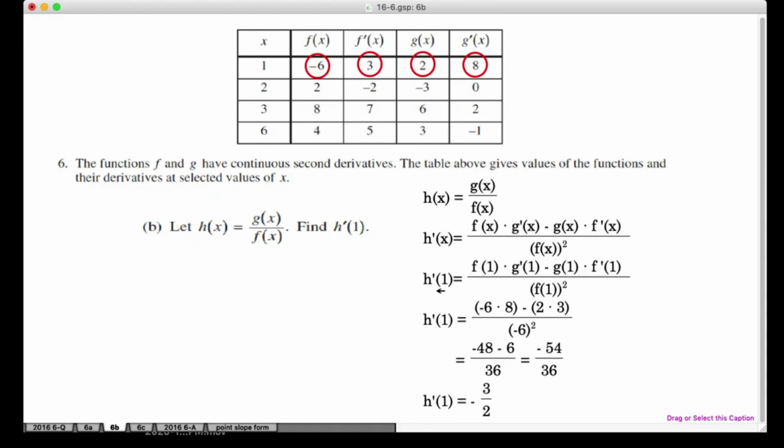Now I want h prime of 1, so x is 1, so every place you see an x, you plug in a 1, and it doesn't hurt. You don't want to skip steps. You don't want to be sloppy, because if you do that, this is not a hard problem, but you're going to make a mistake if you're sloppy.